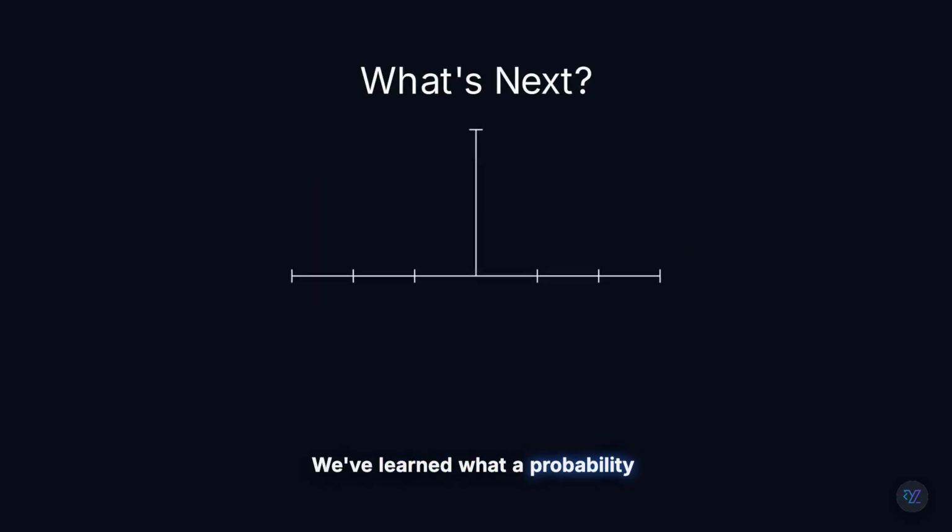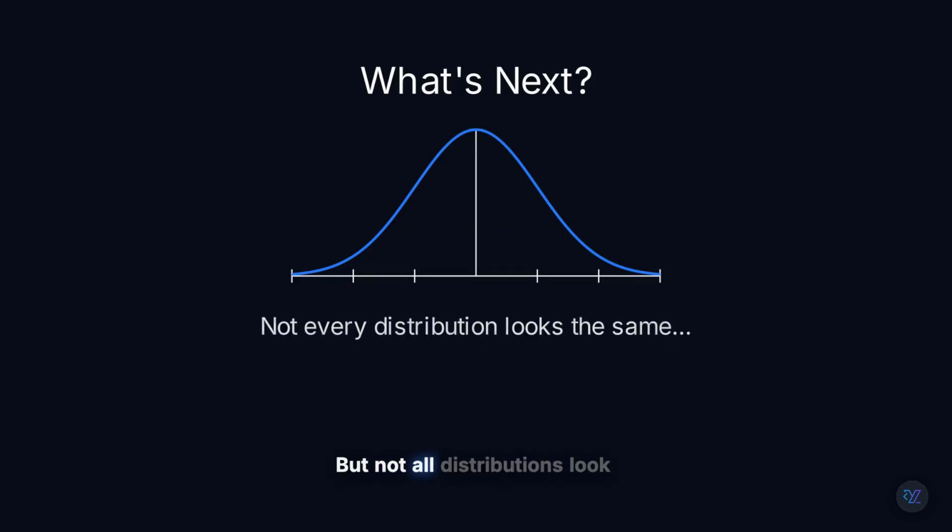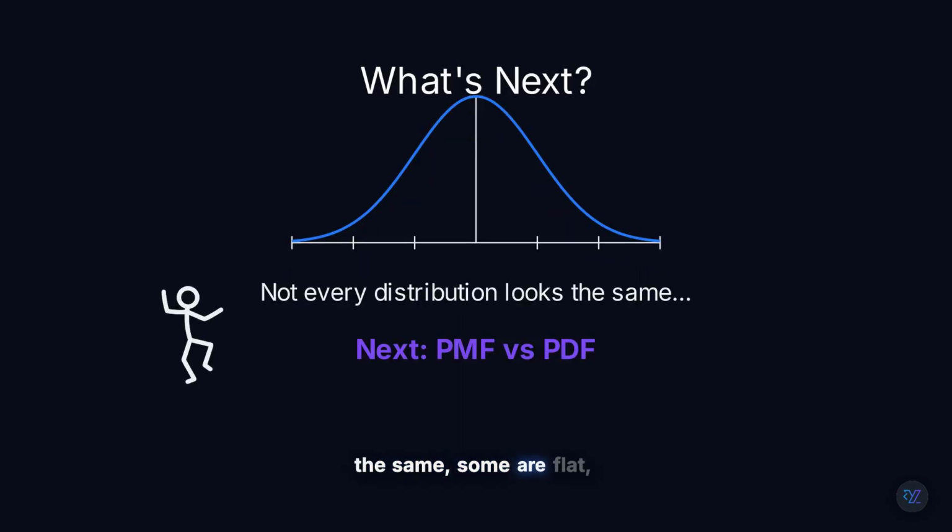We've learned what a probability distribution is. But not all distributions look the same. Some are flat, some are skewed. Next time, we'll break down PMF versus PDF, why some distributions show up as bars and others as curves.